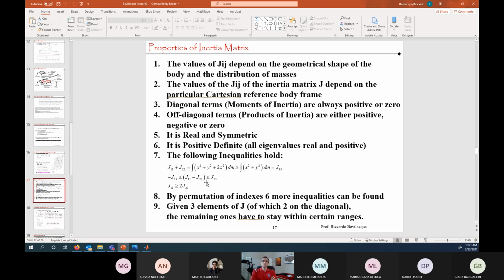If you do a permutation of the subscripts of this expression, you get 6 more inequalities. Which means that basically when you give me 3 elements of J, 2 on the diagonal, the other ones have to stay within certain ranges. So bottom line, you can't just choose any real symmetric positive definite matrix and call it an inertia matrix unless these other constraints are respected.